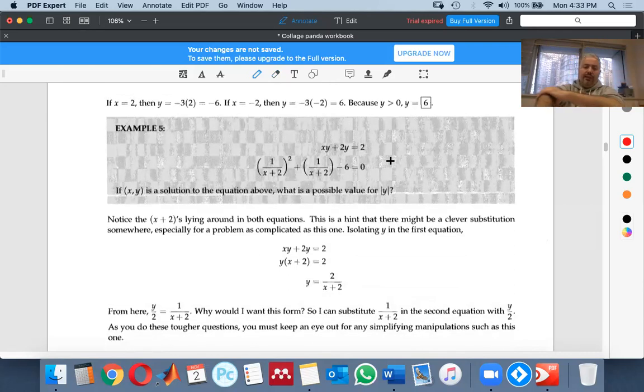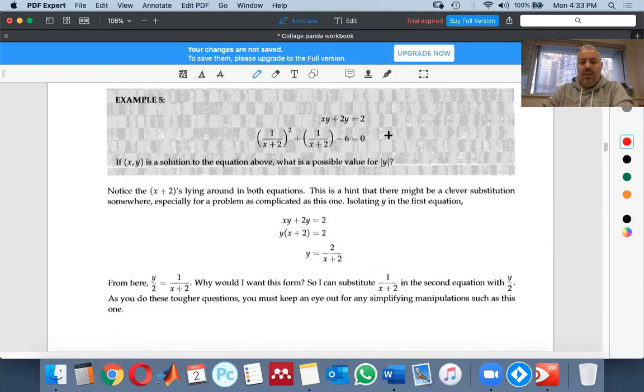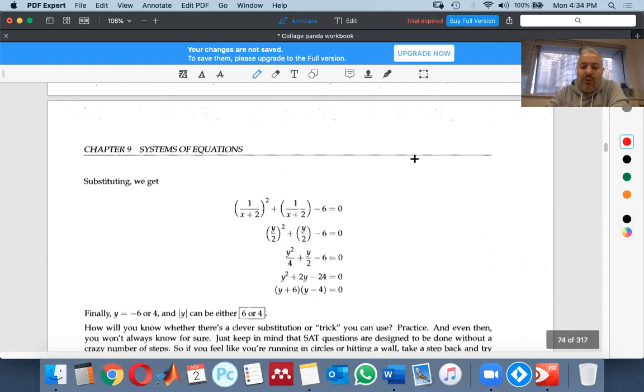Okay. Now, what about here? What does the question ask? It says that there is a solution. So what are the possible values for the absolute value of y? The question is, what is the absolute value of y? What can we do?